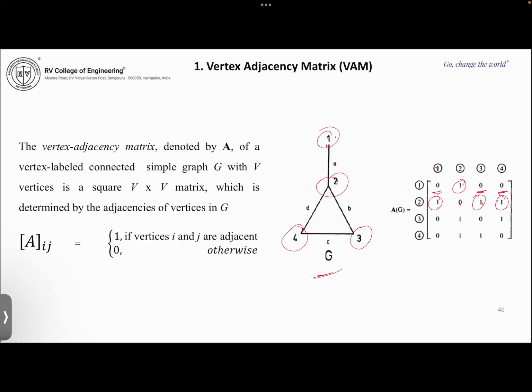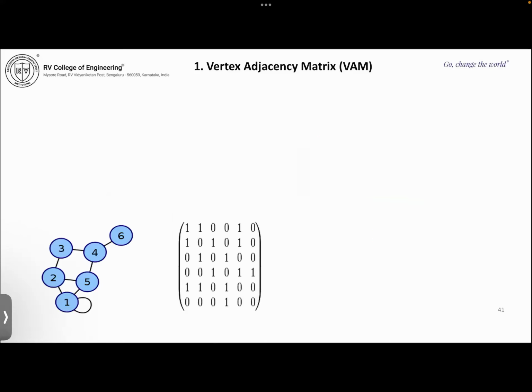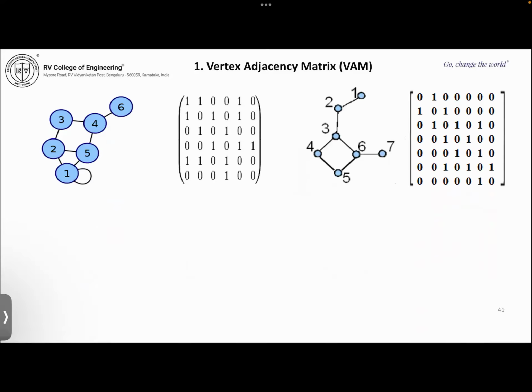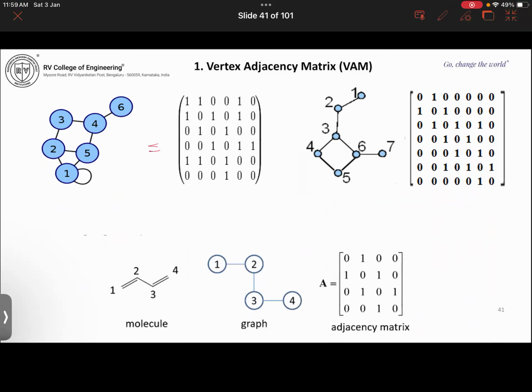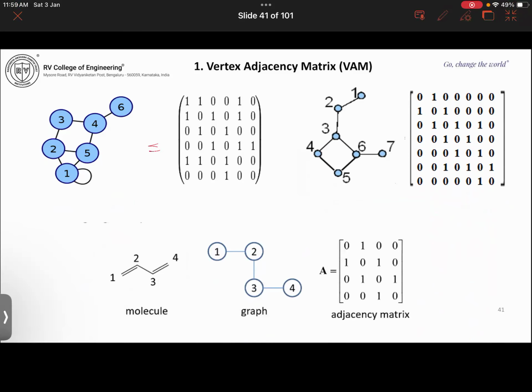Similarly, 3 is adjacent to the second carbon and the fourth carbon. So therefore it is defined as 1. Others will be 0. And the fourth is adjacent to 2 and 3. So you can see here this is the matrix representation of this molecule. You can just work out this.